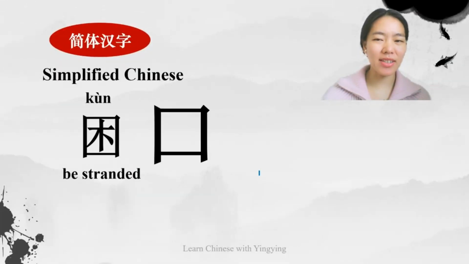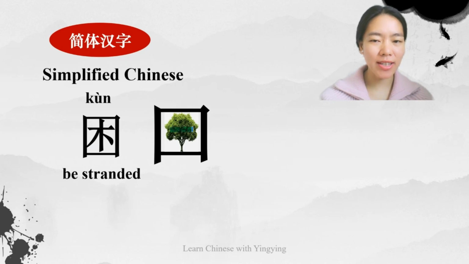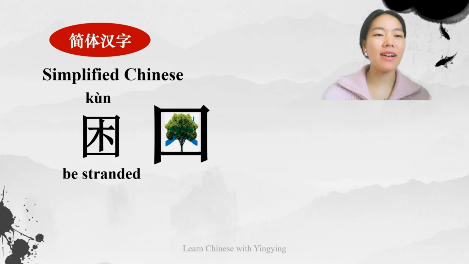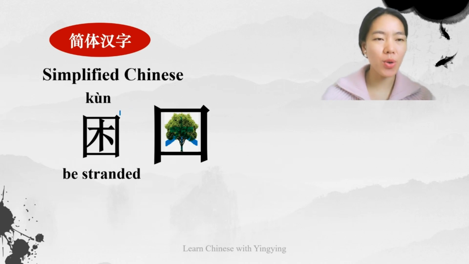And the next word we are going to learn is 困. 困, it means be stranded. So do you notice the word inside is the word 木? 木. We've learned this word before. So when a tree is kept in a certain place, it can't grow freely. It's kind of stranded. So this is the word 困. It means be stranded.